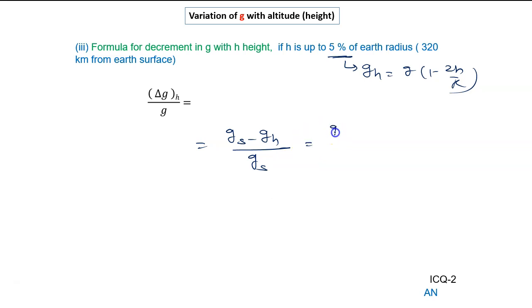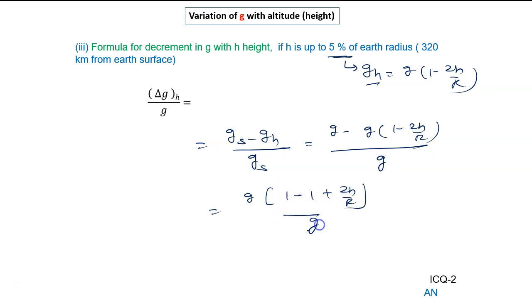g at the surface is g minus gravity at any height h, which is given by g times 1 minus 2h upon R, upon gravity at the surface, which is g. We take g common, it is 1 minus 1 plus 2h upon R, upon g. g and g cancel and you will get 2h upon R. So the decrement in gravity at any height h divided by the gravity on the surface is given by 2h upon R.